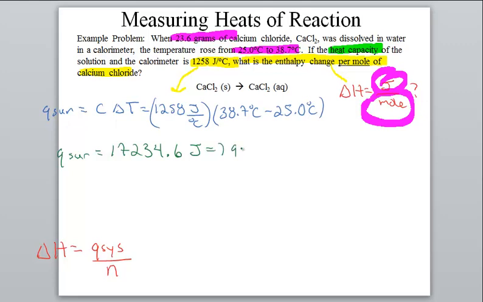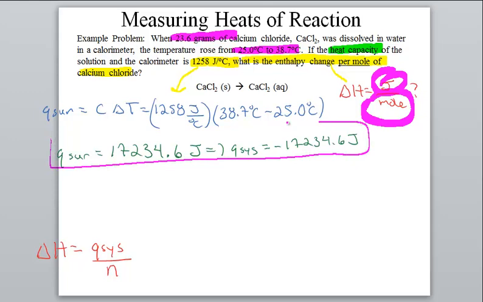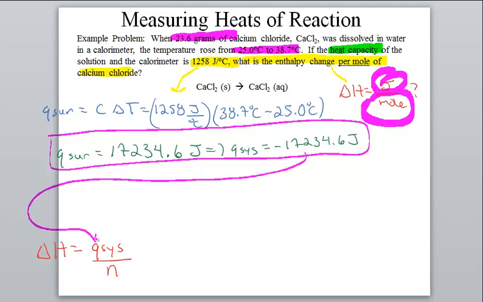The Q of the system is the same number but negative. It lost that amount of energy. So negative 17,234.6 joules. And we'll take that number and plug it into our enthalpy change. So we have part of that proportion.